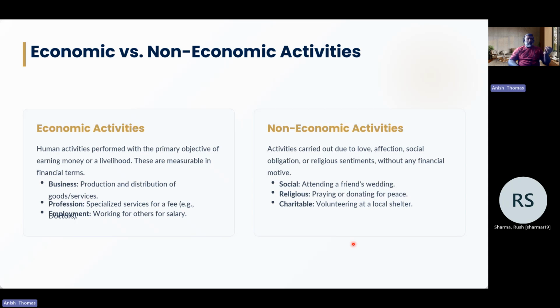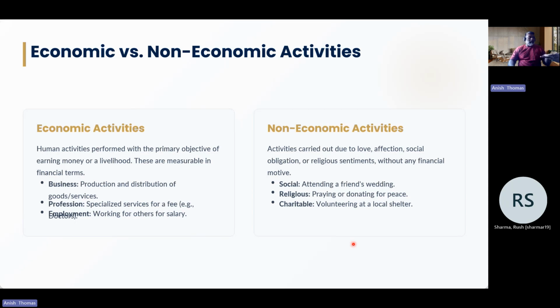Non-economic activities are things that we do out of love, affection, social obligation, etc. Basically, what we do between friends, not lending money to friends, but visiting a friend, saying hi to him, or going with him just for a walk, or spending time with family, or doing something for your kids, like going to the park with your kids. All these activities are non-economic, and they cannot essentially be measured in terms of money.